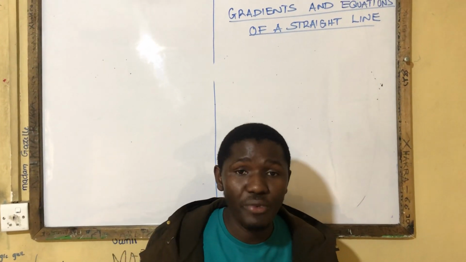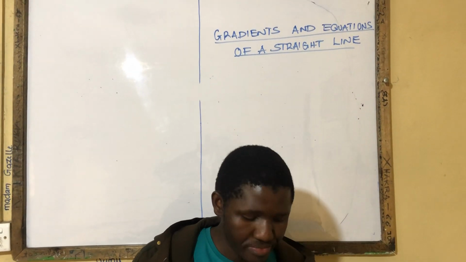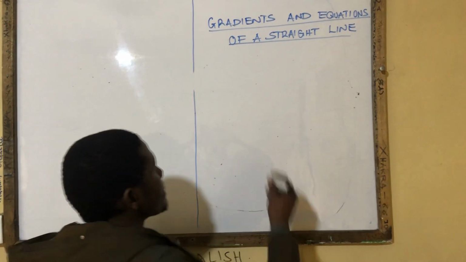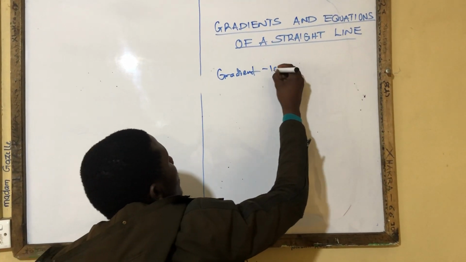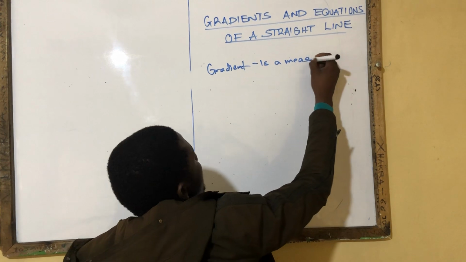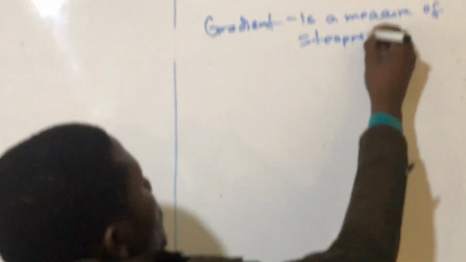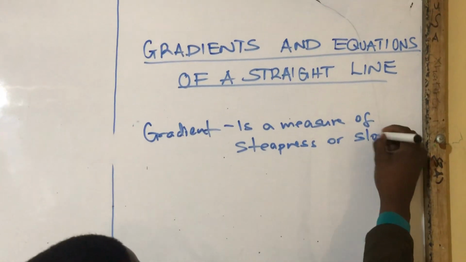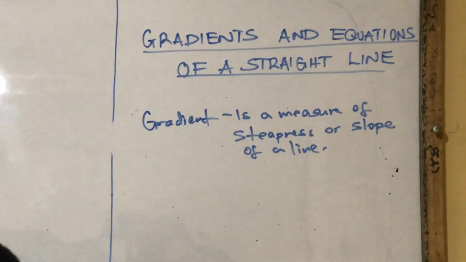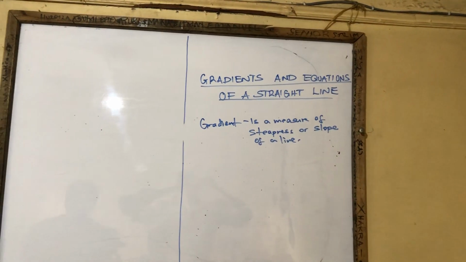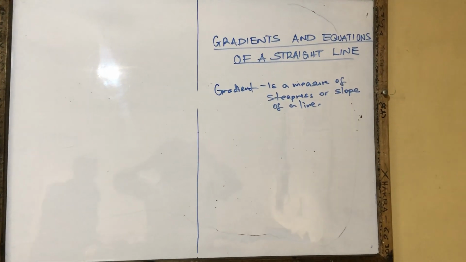I want to start by defining for you the word gradient. What is gradient? Gradient is defined as a measure of steepness or slope of a line.